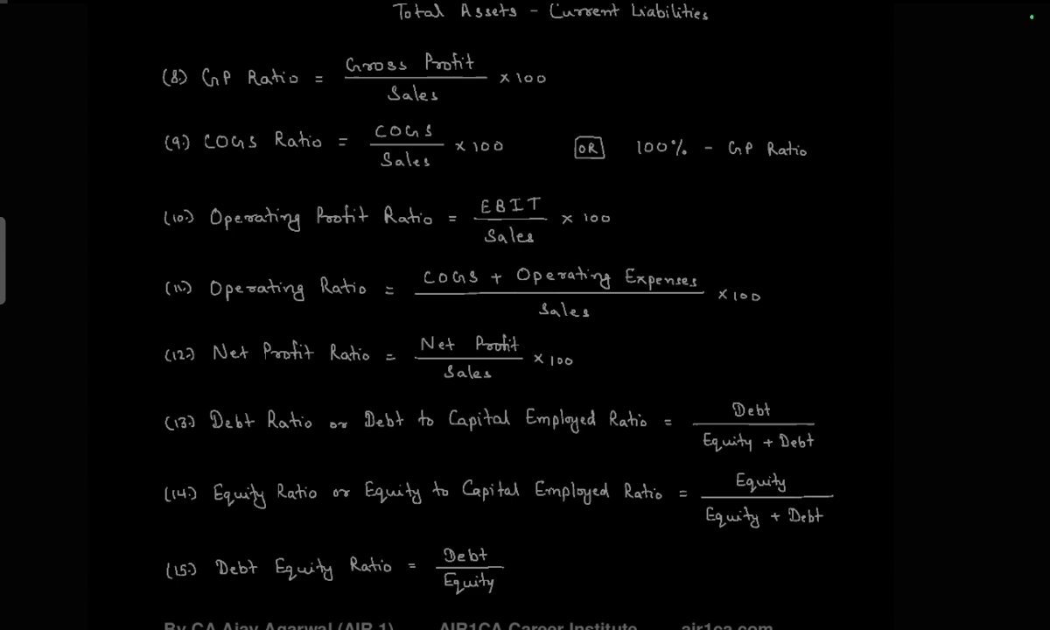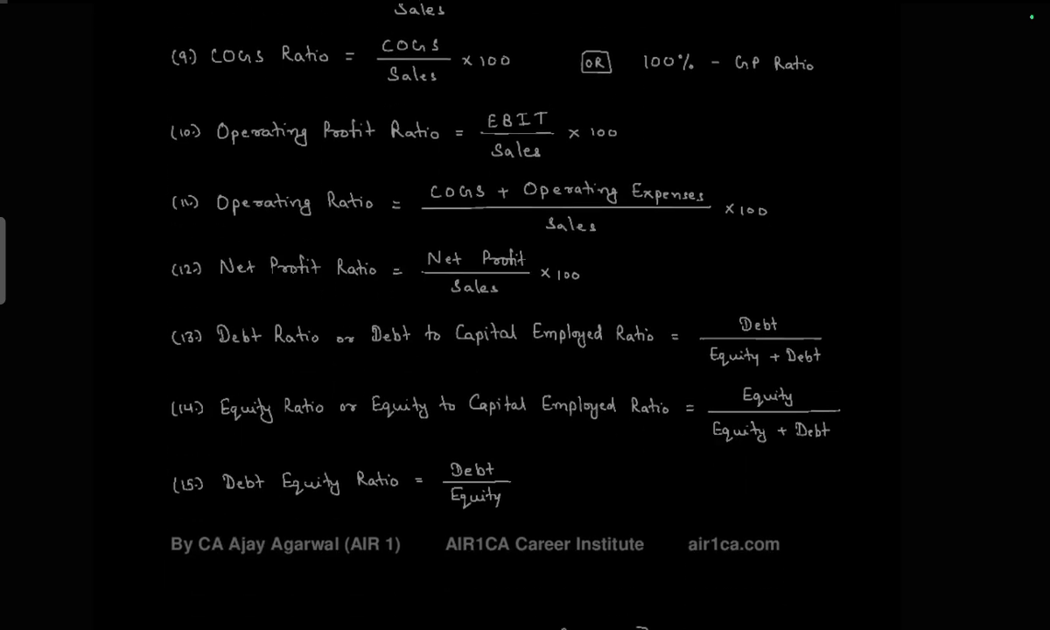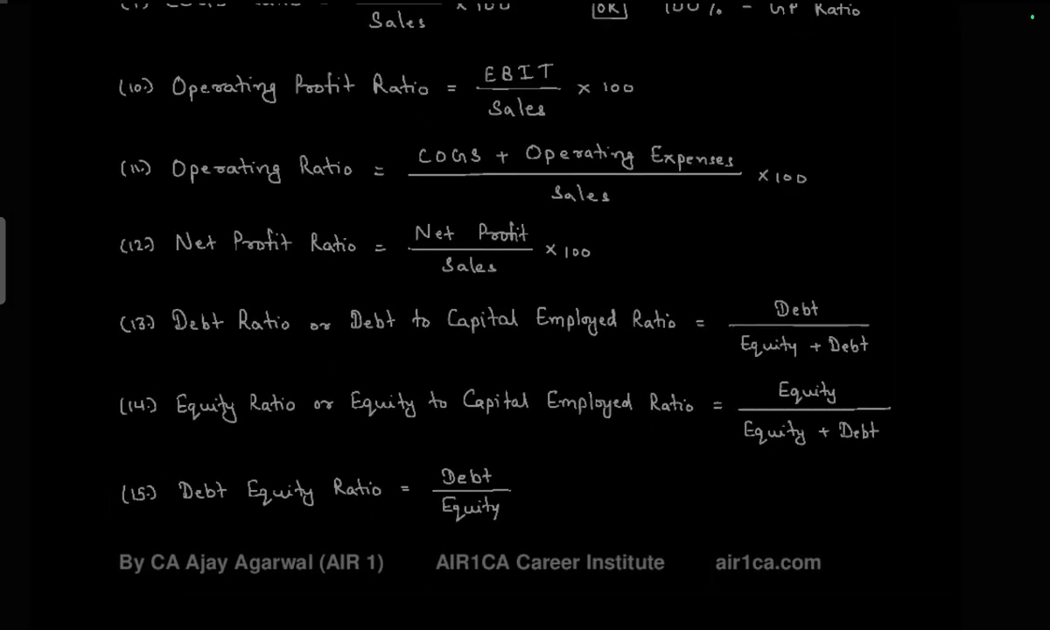Operating ratio. What is this ratio? We want to add cost of goods sold plus operating expenses. Cost of goods sold is purchases at cost of what we sold. Sales minus cost of goods sold is profit. So cost of goods sold plus operating expenses divided by sales is the operating ratio. Net profit ratio: net profit divided by sales is the net profit ratio.